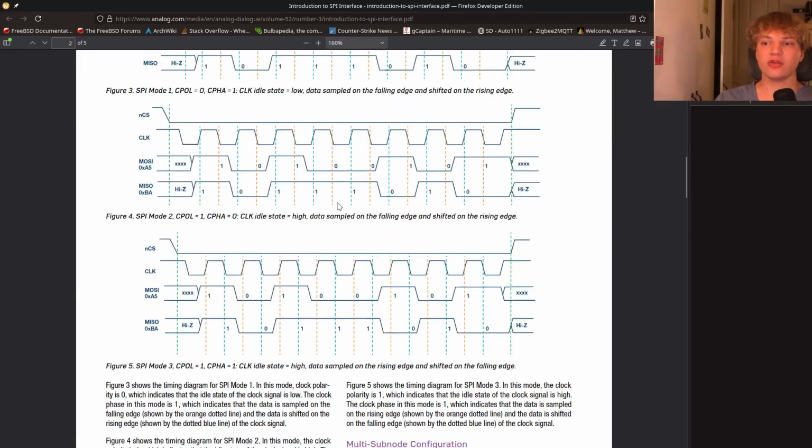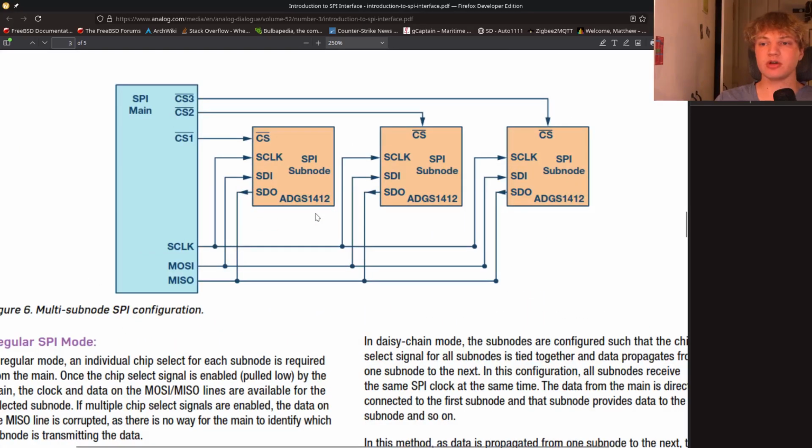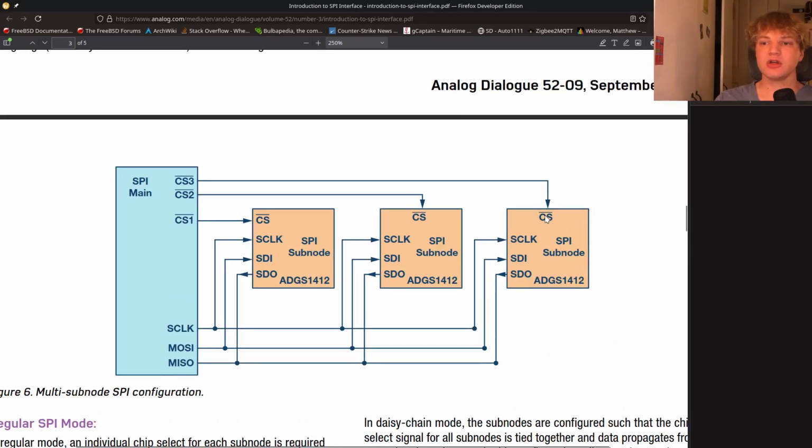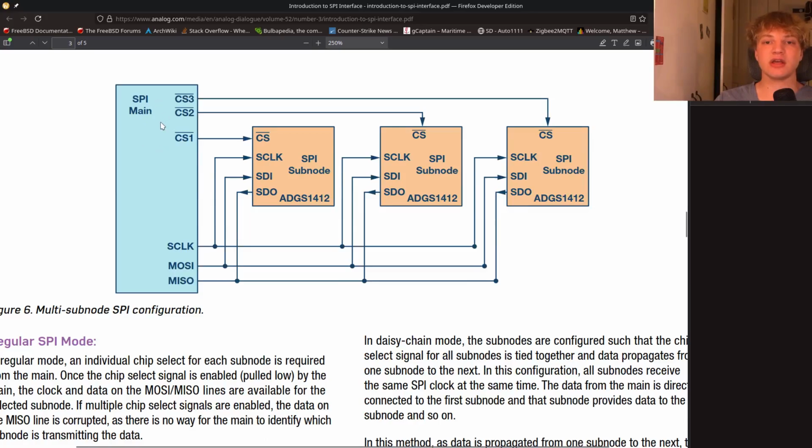And if we scroll down here on this document, they have what a typical SPI bus looks like. So here we've got the main over here, they call it in this document, with three subnodes, so this would be the master, and then these three are slaves. Main, subnode, primary, secondary, whatever terminology you want to use. So let's have a look at this bus here, and we'll explain all the wires that are in use. I want you guys to ignore these two chips over here, and we're just going to consider this one, and these three lines here.